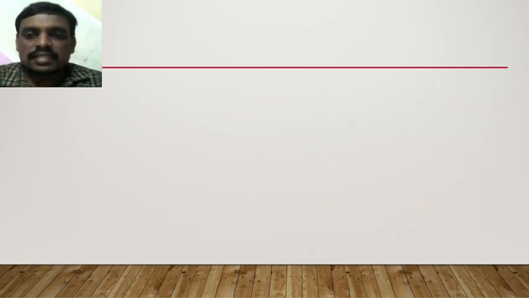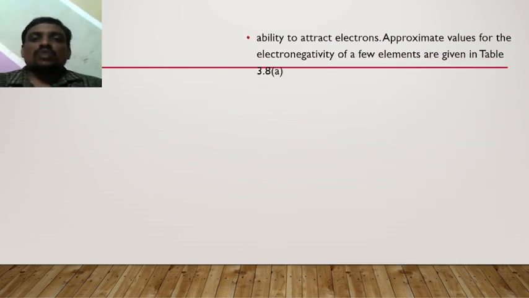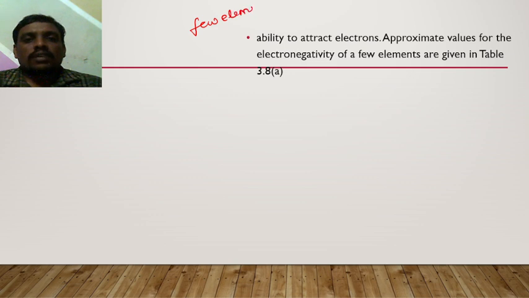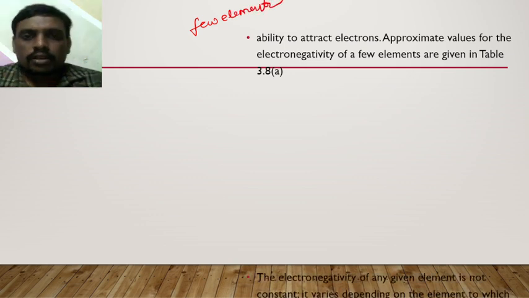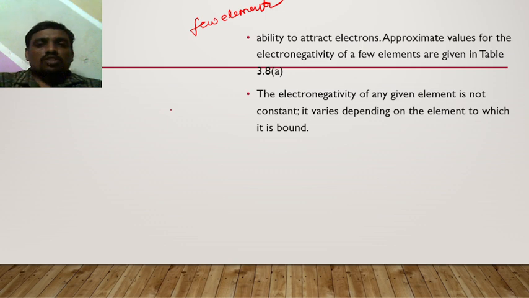To have the greatest ability to attract electrons, nothing but the electronegativity, was for the first time mentioned by Pauling. Approximate values of electronegativity for a few elements are given below. Very important, I will show you in the table. The electronegativity of a given element is not constant.